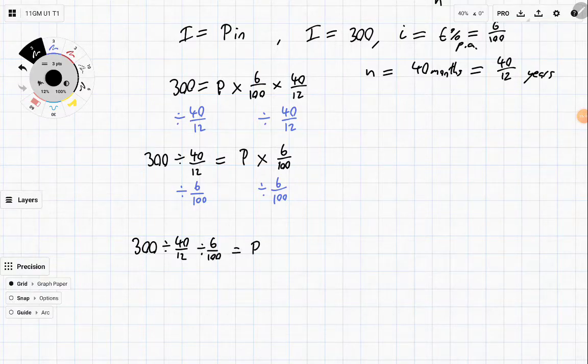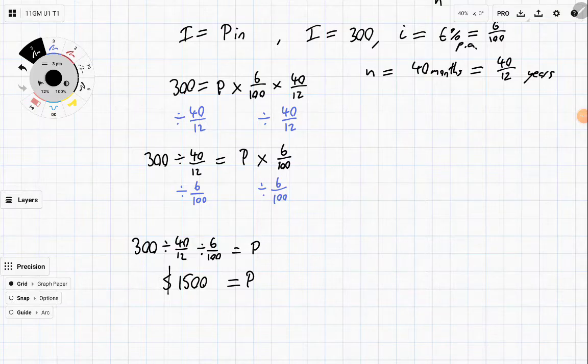But I have isolated p on the right-hand side. So now all I need to do is type that into my calculator and see what it gets. And we get as a final answer, 1,500 on the left-hand side is equal to p. So we must have started with $1,500.